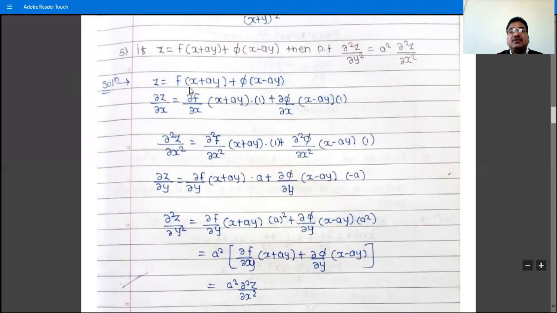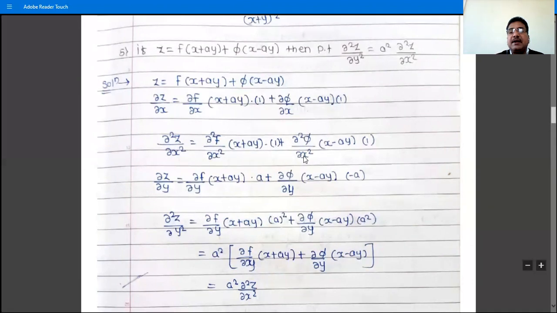del f by del x, x plus ay into derivative of x plus ay with respect to x is 1 into 1. Del phi by del x, x minus ay into derivative of x minus ay with respect to x is 1. And then del square f by del x square is del square f by del x square, x plus ay into derivative of x plus ay is 1.